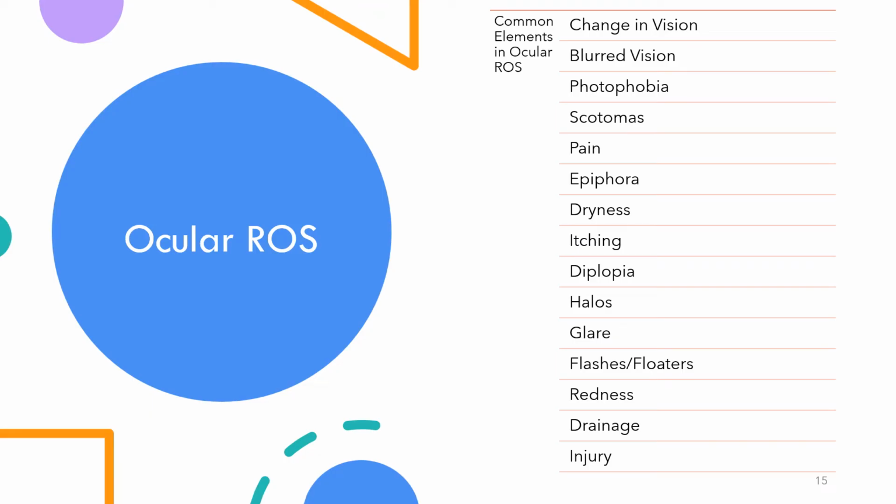Common elements in an ocular review of systems include change in vision, blurred vision, photophobia or light sensitivity, scotomas or blind spots, pain, epiphora or tearing, dryness, itching, diplopia or double vision, halos, glare, flashes and floaters, redness, drainage, and injury.